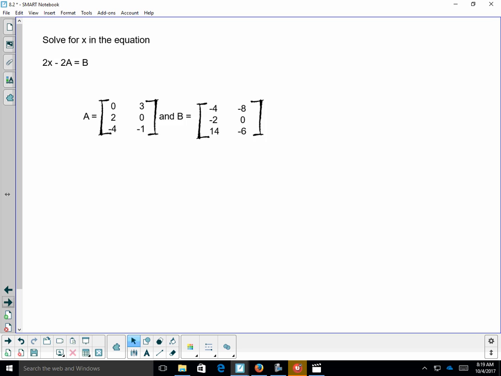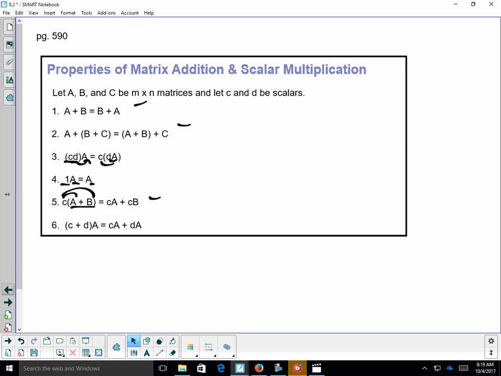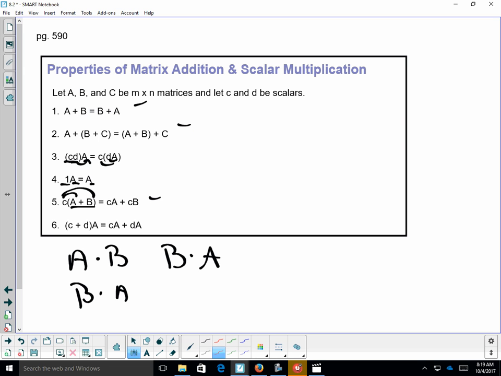The one property that's not listed here that does not hold true is when I start to multiply matrices, which is going to be the very next slide. If I take A times B, that is not going to be the same as B times A. I should write that over here, so I will. So that is not equal to B times A.